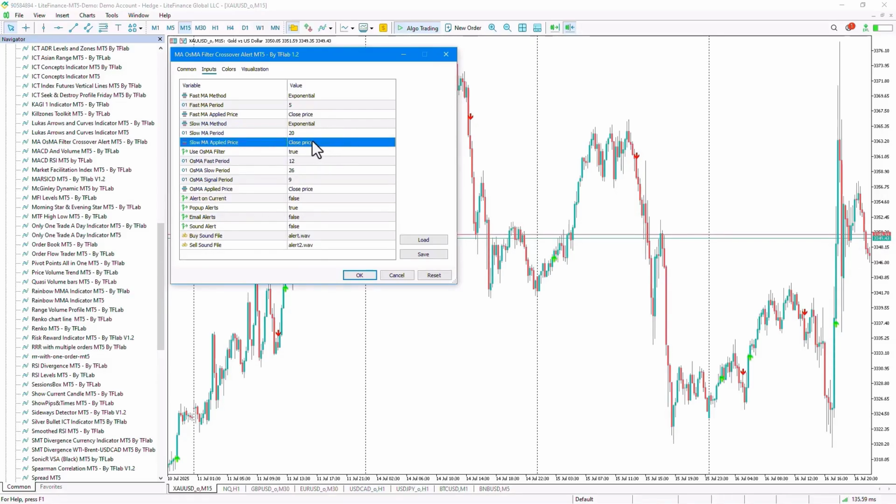In the following option, you can choose the calculation type for the slow-moving average. You can select the calculation type from close price, open price, high price, low price, and other available options here. In the next section, we can enable or disable the use of the MACD oscillator filter. Here you can turn it on or off, and by default, it is enabled.